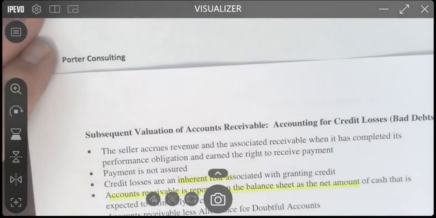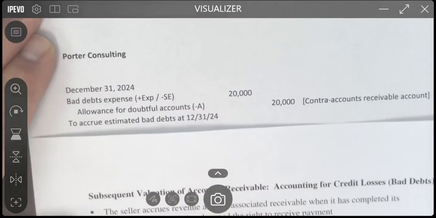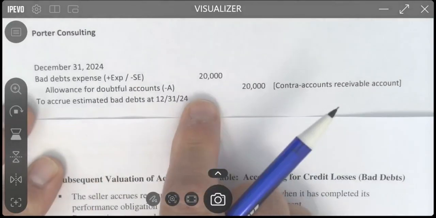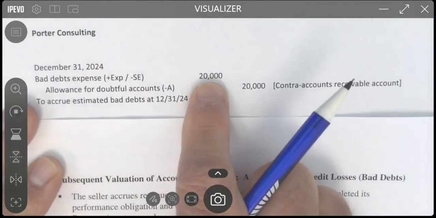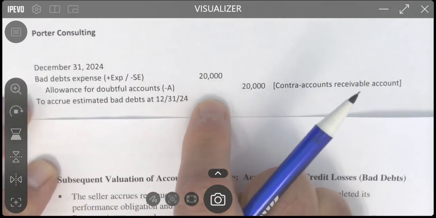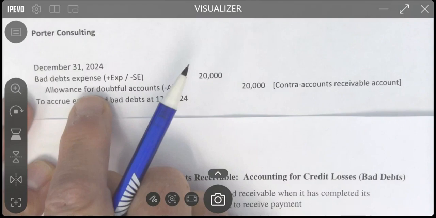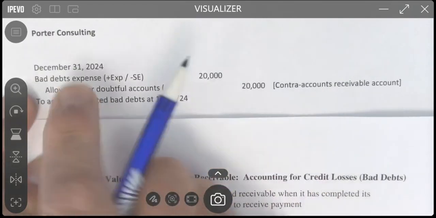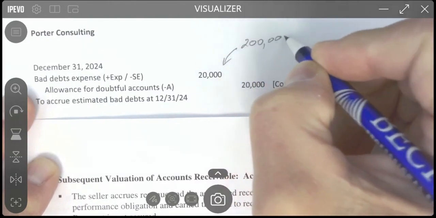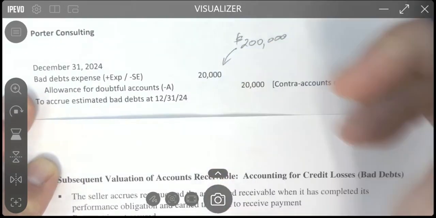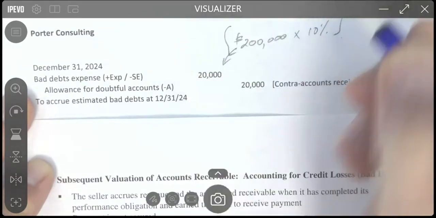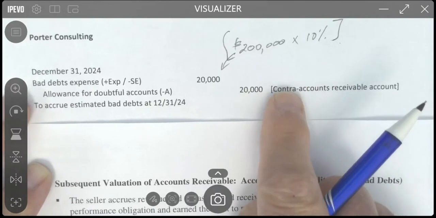All right, welcome back. So recall that the chief financial officer believes that $20,000 of that $200,000 balance will ultimately turn out to not be received, be uncollectible. And that is the amount: the $200,000 remaining accounts receivable multiplied by 10%, because the CFO estimates that 90% will be received.